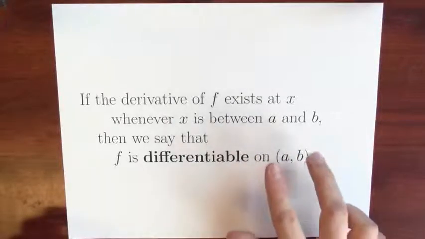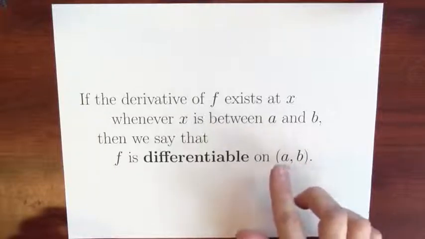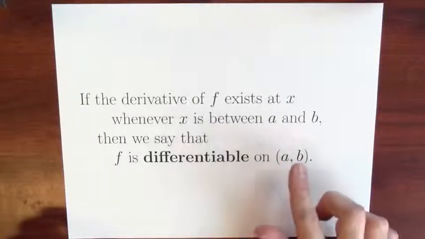So it's a little bit of a warning here. This is not a point. This is an interval. It's all the numbers between a and b, not including a, not including b. Now contrast this with continuity. When we talked about continuity on an interval, I also had separate definitions for continuity on closed intervals or half-open intervals. But that doesn't really make so much sense for the derivative.